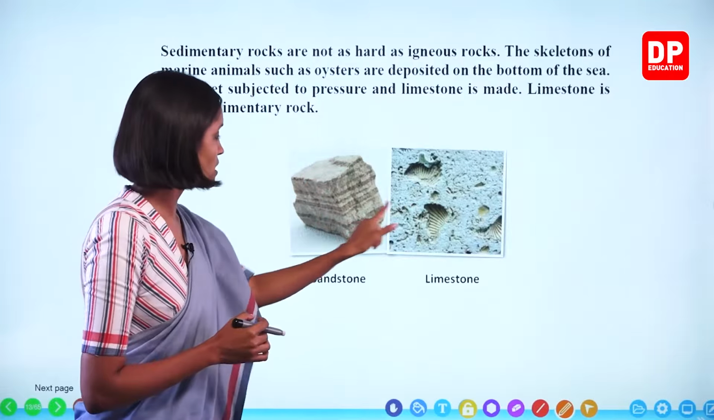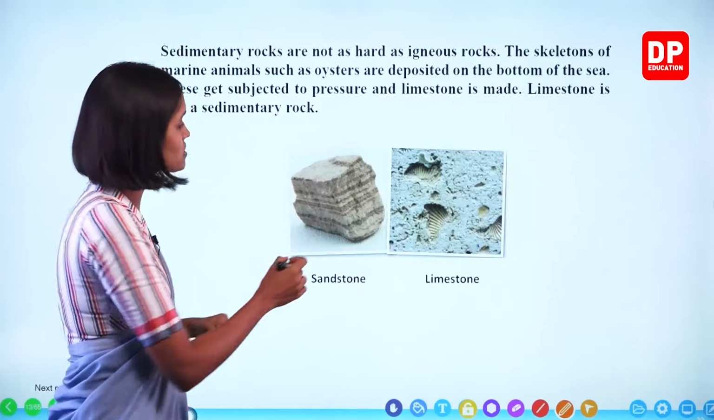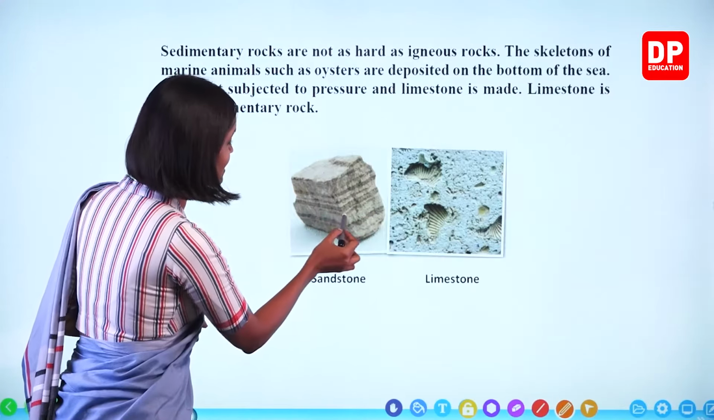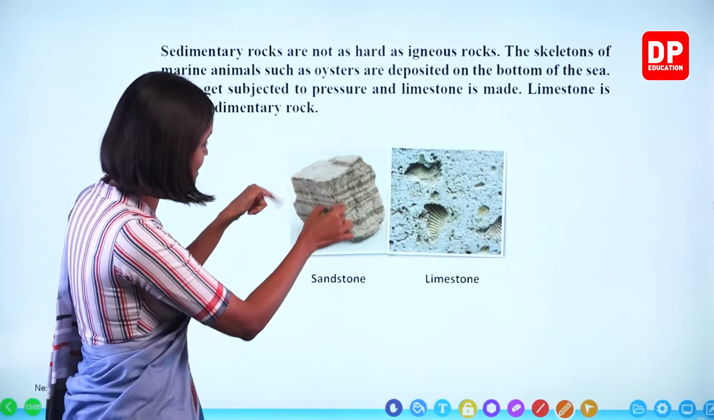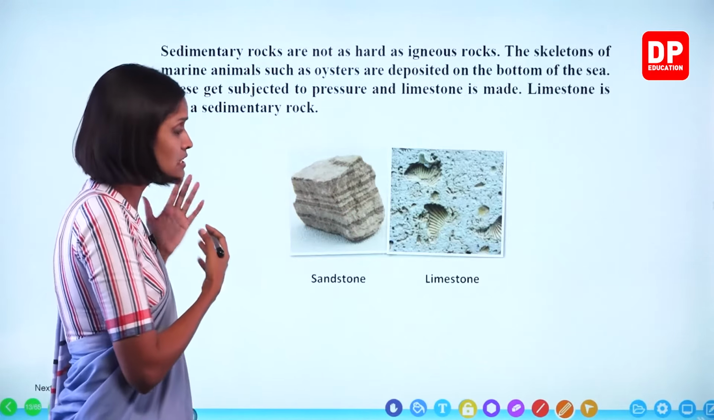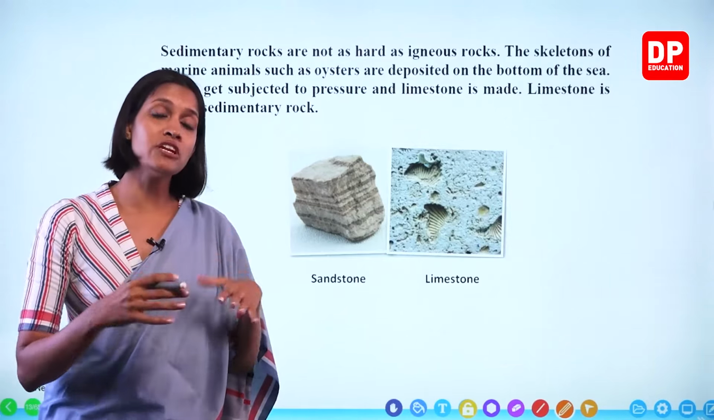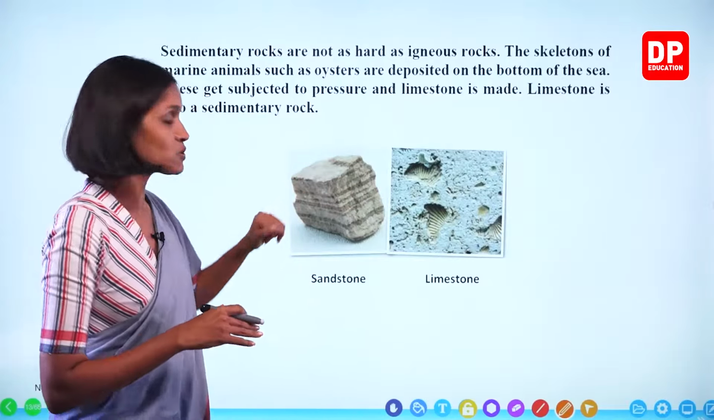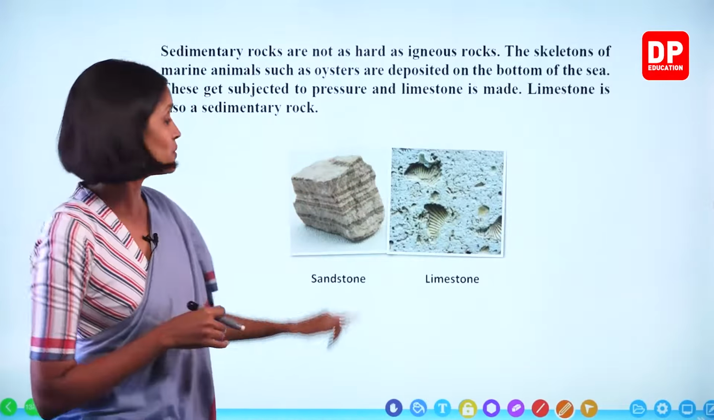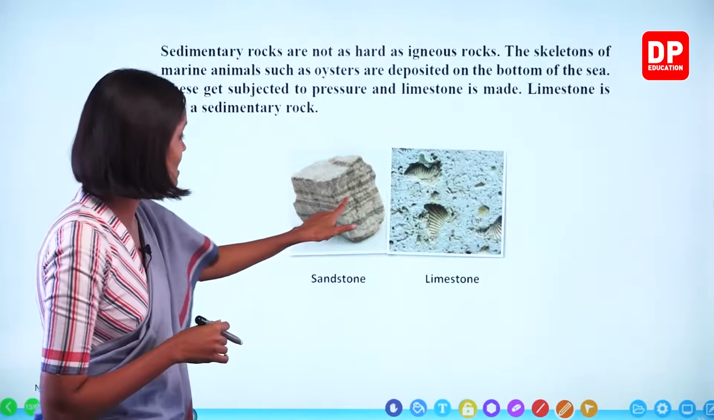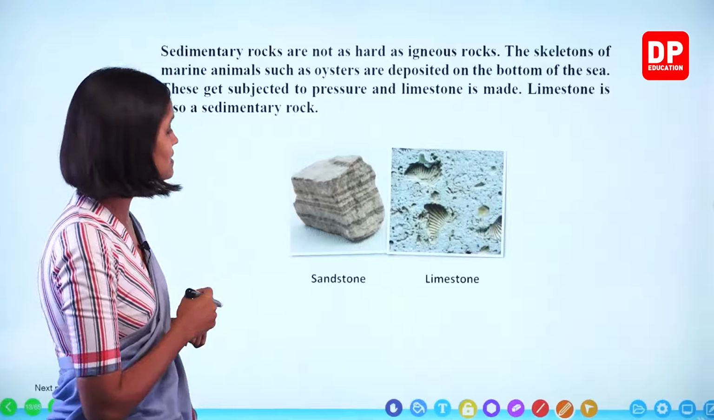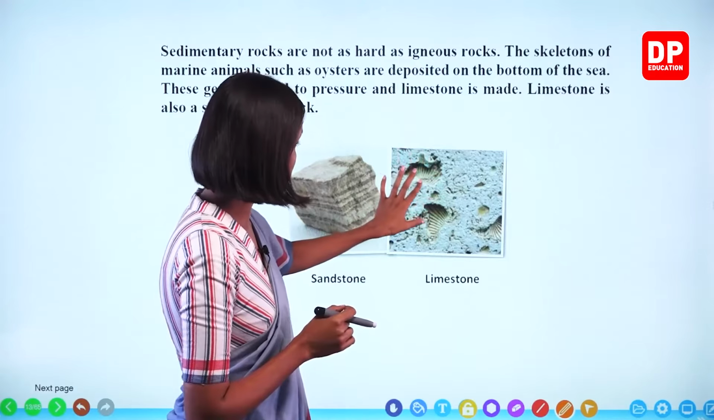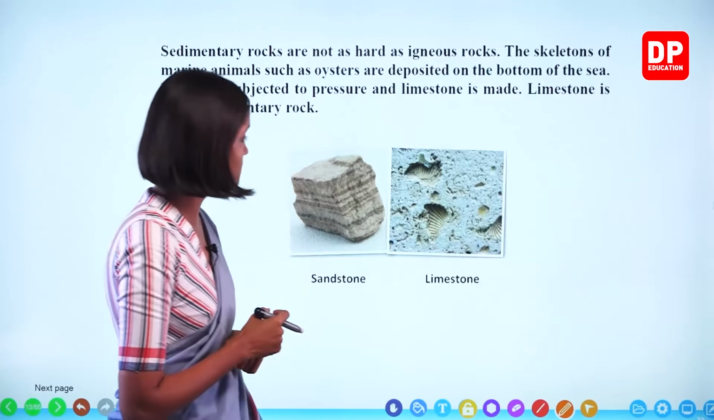Now here, two examples, sandstone and limestone. Now observe this sandstone carefully, children. When you observe this sandstone, you can clearly see light and dark layers. Earlier I explained that because of the deposition of small rock pieces as layers over time, these sandstones and all the other sedimentary rocks are formed. Now here, you all can see how these layers are deposited. Here in limestone, you can see the shapes of seashells also.